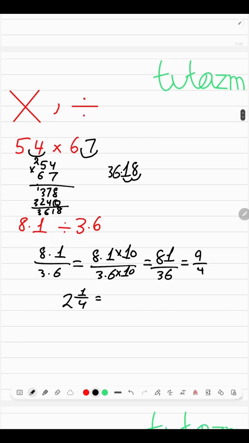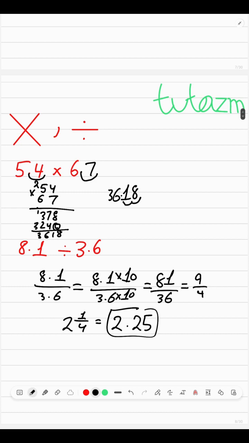which is just 2.25. If you're given the question and both numbers are given in decimal form, then give it as a decimal at the end, and if you're given them as a fraction, then give it as a fraction at the end.